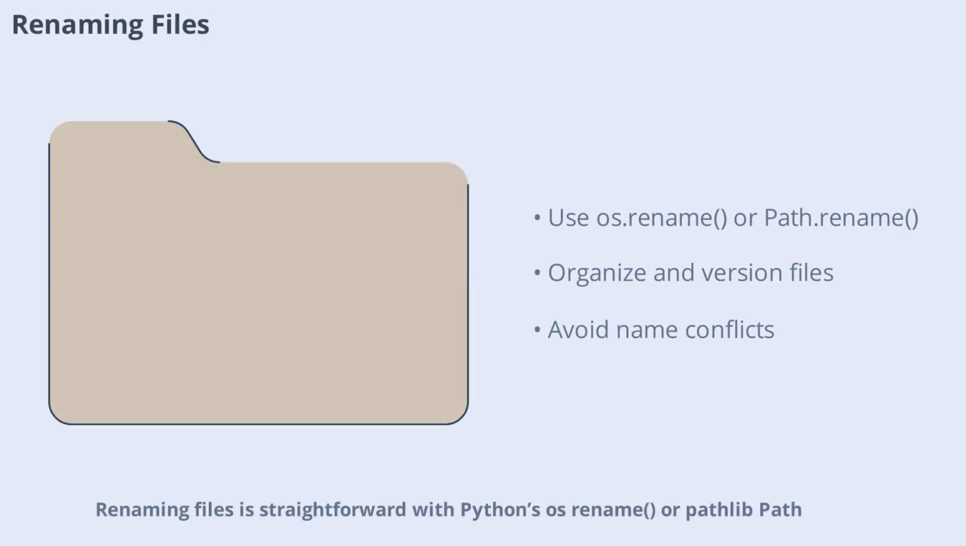Renaming files is straightforward with Python's os.rename or pathlib Path.rename methods. This is useful for organizing files, versioning, or updating file names based on content. Always ensure the new name doesn't conflict with existing files to avoid overwriting important data.